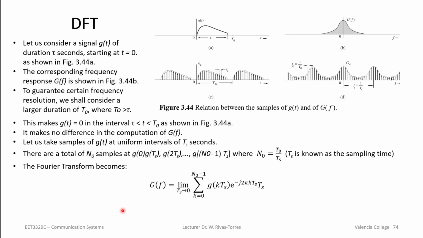So let's start off with some signal, right? Some signal g of t, and we're going to say the signal duration is tau, okay? It starts at t equals 0, and after tau seconds, it ends. So we can look at the corresponding frequency response of this signal, again, through the Fourier transform, right? And this is what it looks like. And we already know, and we've been doing that for a while now, right?